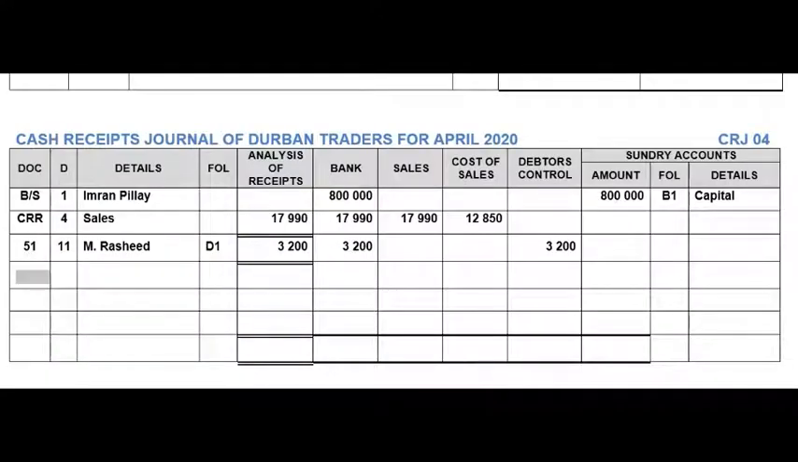In the CRJ, you will say bank statement. On the 15th, Al Lombard is the tenant's name. The money won't go to analysis of receipts. It will go straight to bank, and it was received for rent income, which must be recorded in sundry accounts. Once again, remember your general ledger reference.